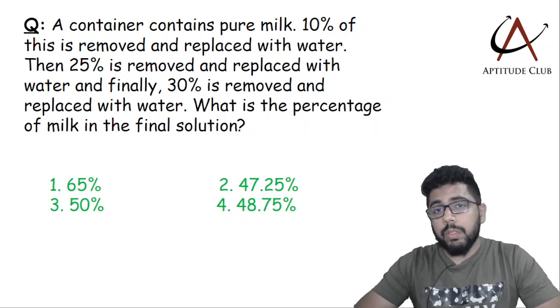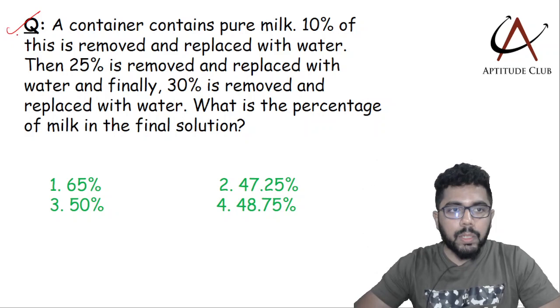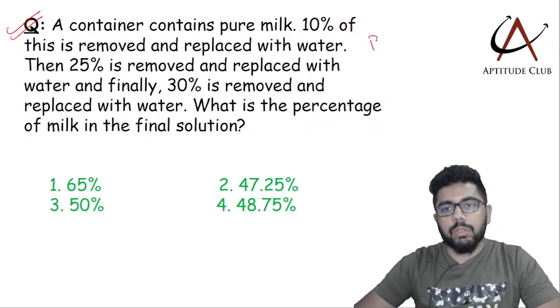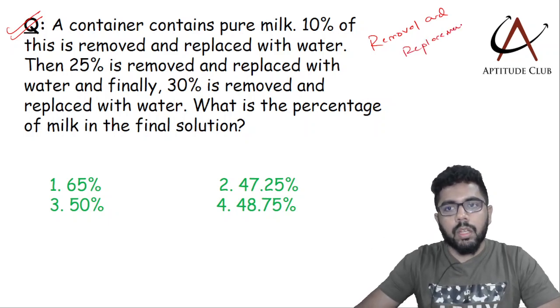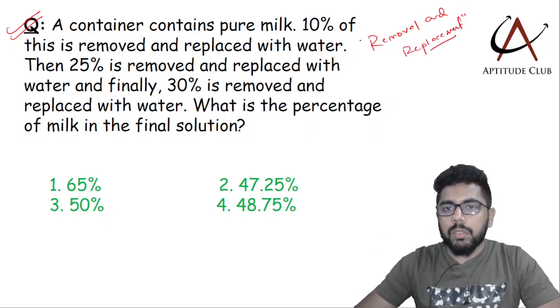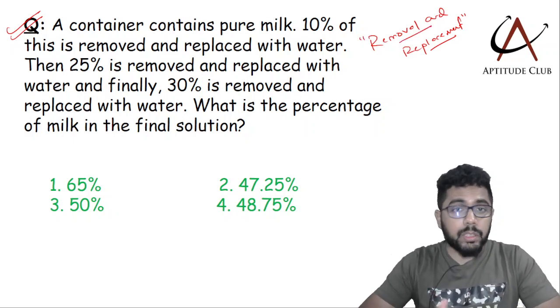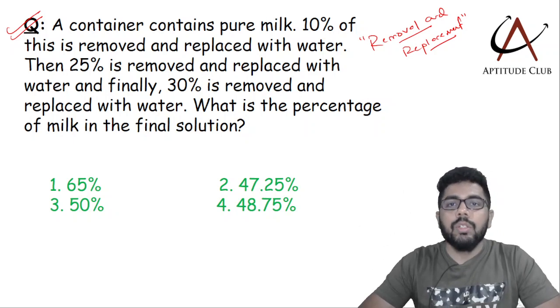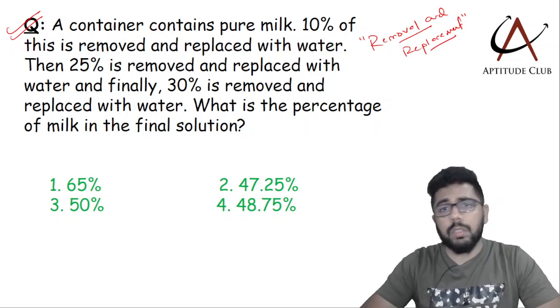So today in this video we'll be discussing a question on the topic removal and replace. This belongs to the topic removal and mixture alligation area. Very important topic in terms of expectancy of the CAT. Questions are being asked from this. Once again, I'll request all of you watching to pause at this moment and try this question first.